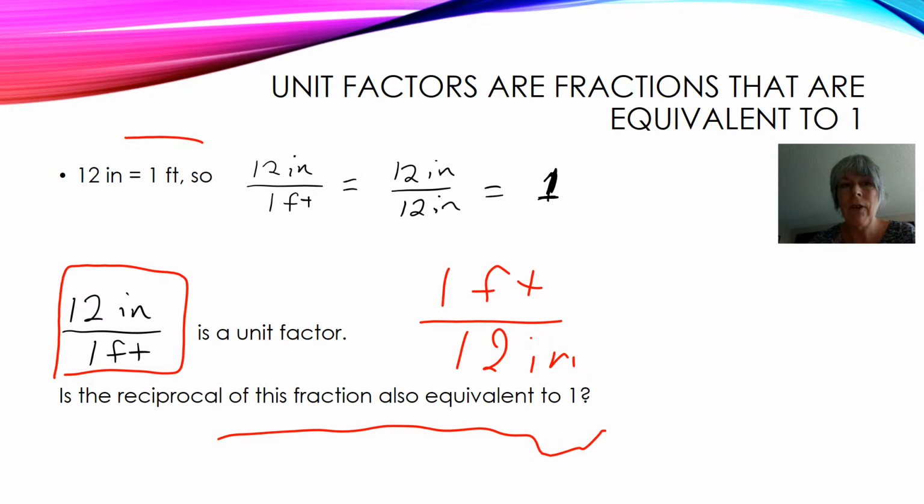Anytime we have two units that are equal to one another, like 12 inches over 1 foot, we can write those units as two separate unit factors. The unit factors in this case are 12 inches over 1 foot and 1 foot over 12 inches.